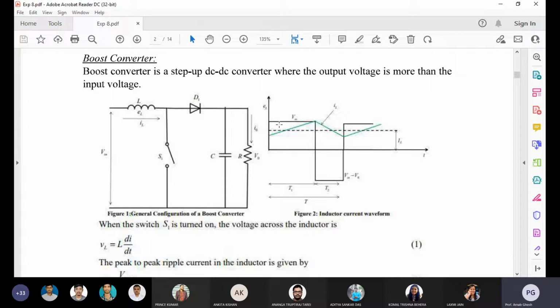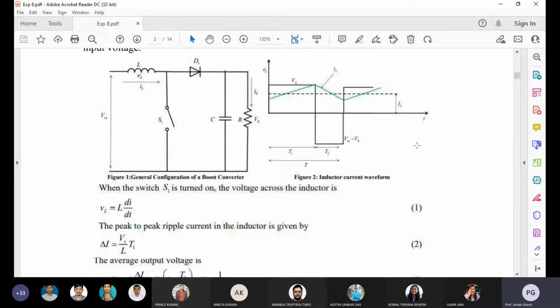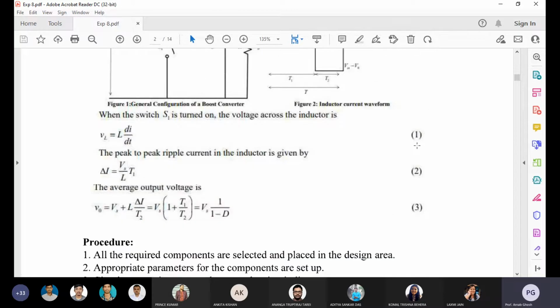At turn on condition, when the switch is turned on, the total voltage V in will be coming across your inductor. When the switch is turned off, which voltage will appear across your L? The output voltage, input voltage minus output voltage. So your output voltage is higher than your input voltage. That's why negative voltage appears across your inductor for turn off conditions. And the current is charging, then discharging, again discharging, like that it will happen for the converter.